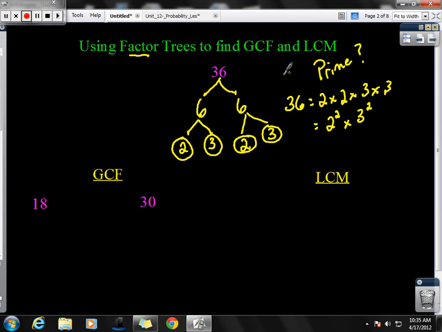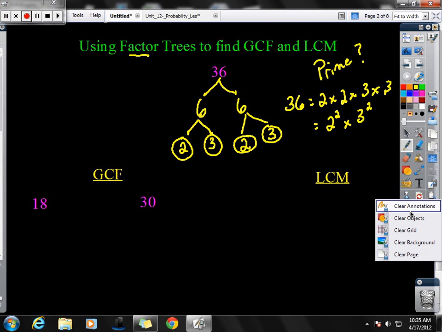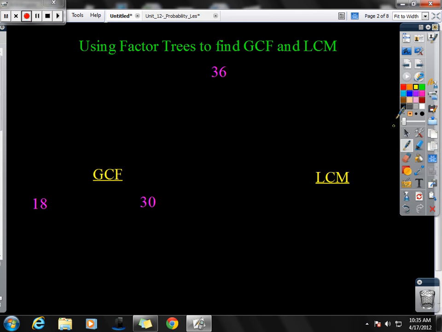Now we're going to use this concept of calculating the prime factorization to be able to find what we're going to call the GCF. If you remember, the GCF is the greatest common factor, and the LCM is called the least common multiple. So we're going to do that for both of these examples. Let me just clear my annotations and we'll get started here.